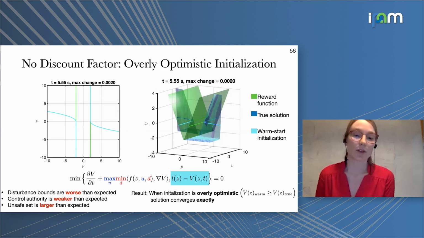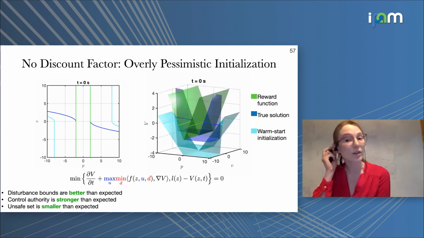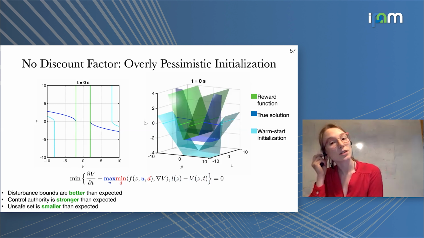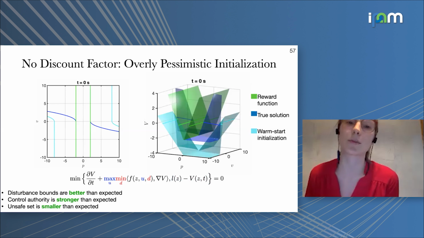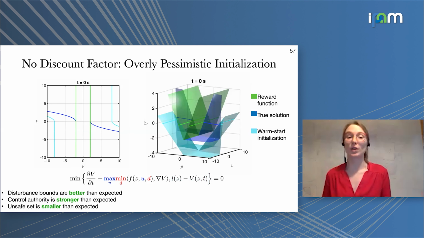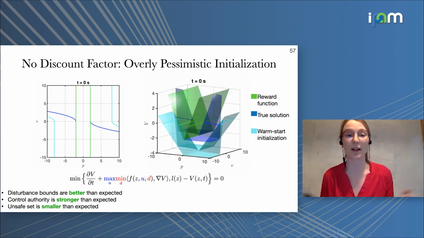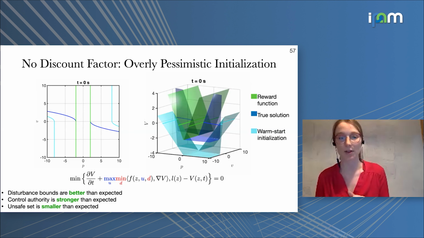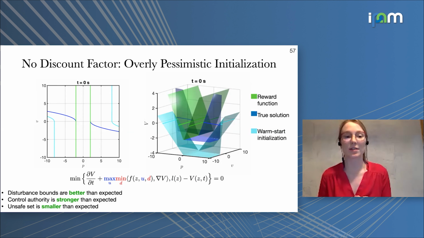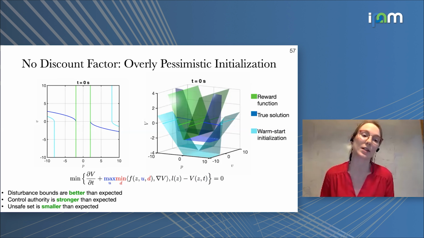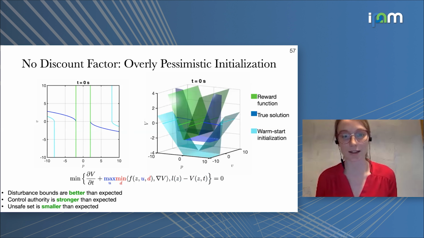Now, what happens if the reverse is true? Here we have an overly pessimistic initialization. So here in teal, you see the warm start that is assuming the world is much worse than it actually is. So here we have a very, very large unsafe set that we're assuming. And it turns out that the disturbance bounds are better than expected, the control authority is stronger than we expected, or the unsafe set is smaller than we expected, which is the case in this particular example.